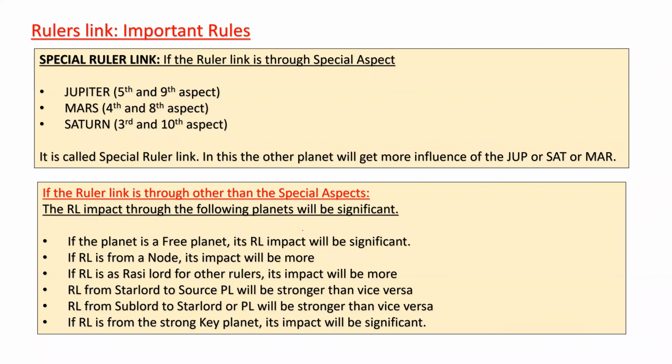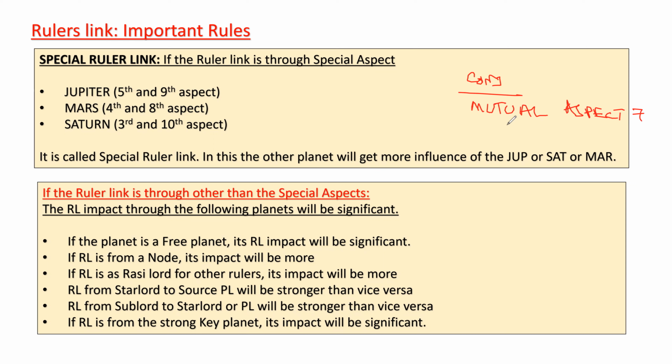Yes. When we are talking about the ruler links from the support planets, suppose the supports are through conjunction or mutual aspect. What is mutual aspect? Seventh aspect.